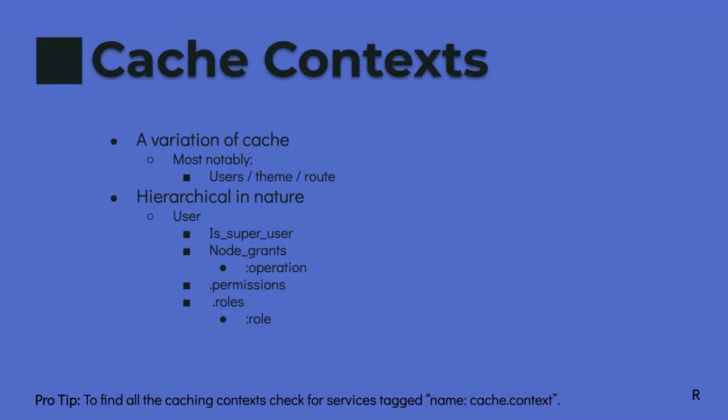Maybe are they logged in or not? Maybe the specific page or domain that the content's being viewed on. Any of that could potentially change content being shown, and that's where cache contexts come in. They tell you the context of the content being rendered.